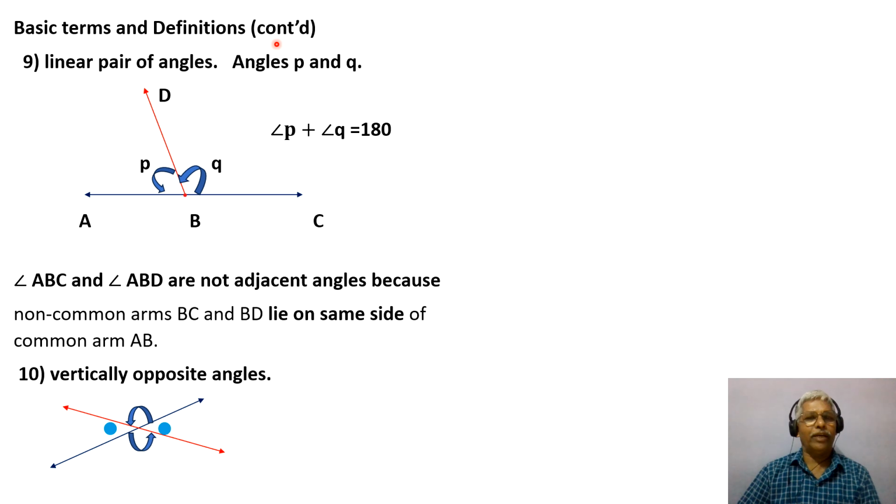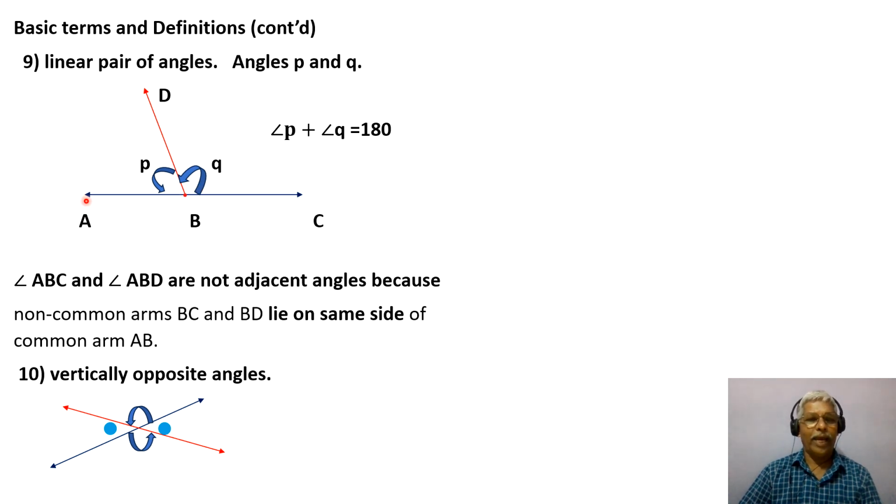Basic terms and definitions continued. Ninth one, linear pair of angles, angles P and Q. Look at these angles. Okay, these are adjacent angles, but whenever the sum of the two angles is 180, they are called a linear pair of angles. Okay, now there is an important comment here. Just see this angle ABC. This is a whole 180.